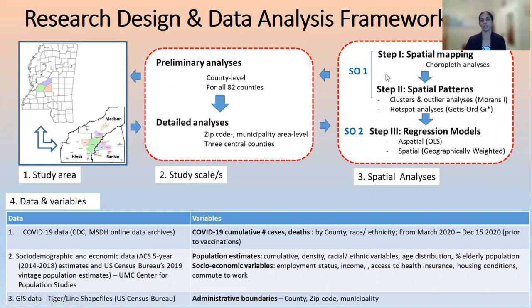We have a three-step spatial analysis framework. The first two steps are to map and characterize spatial patterns in data. In step 3, we will develop regression models to develop regression relationships between COVID-19 variables and sociodemographic and economic variables. This is to evaluate sociodemographic and economic indicators as determinants of COVID-19 health disparities.